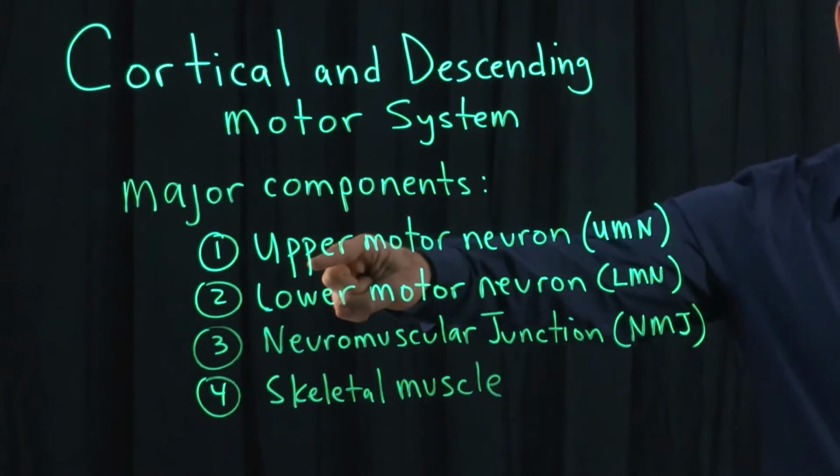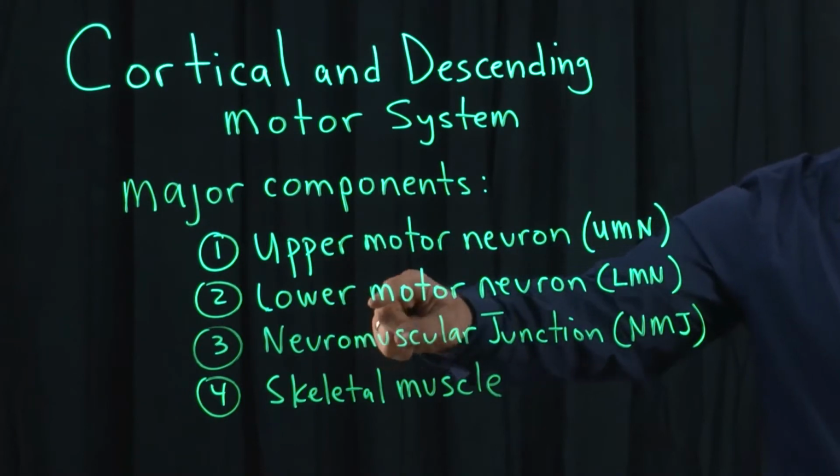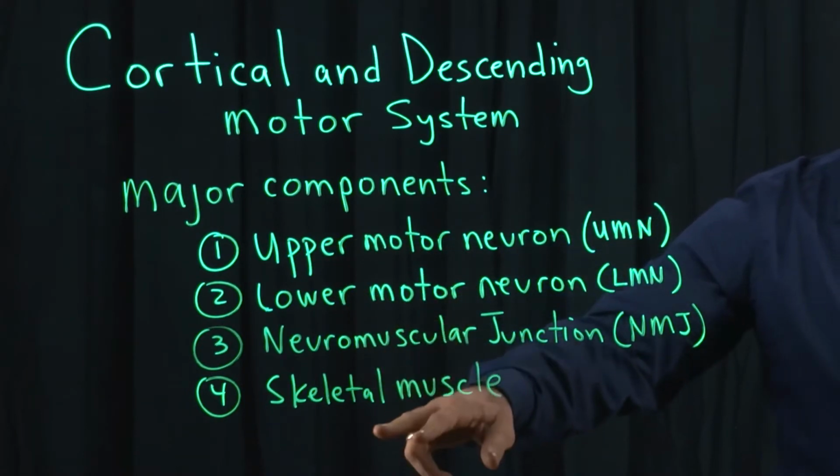So let's start and name the whole system the cortical and descending motor system. And the four component parts that are really important to understand how this works are the upper motor neuron, the lower motor neuron, neuromuscular junction, and skeletal muscle.